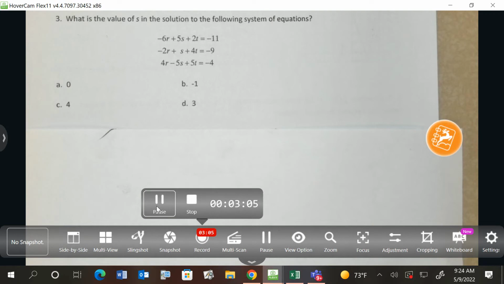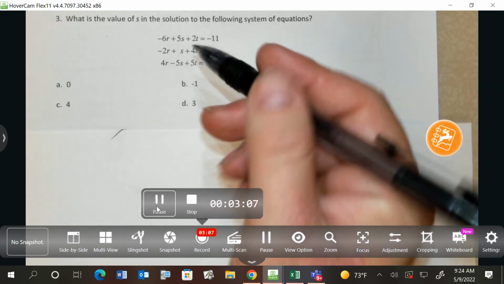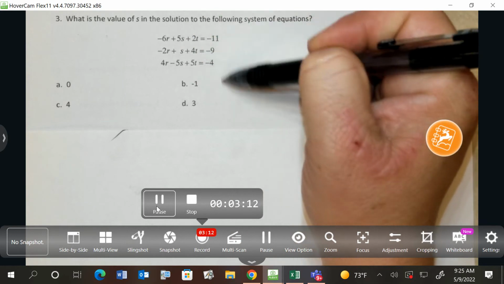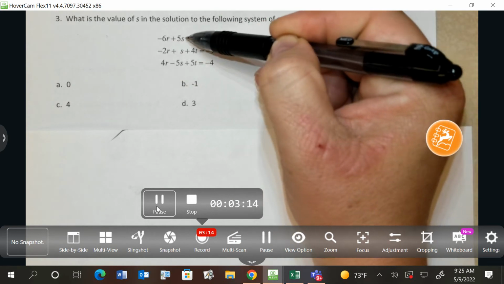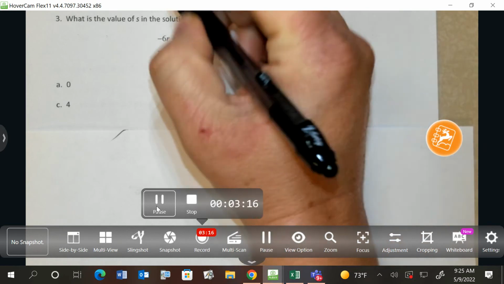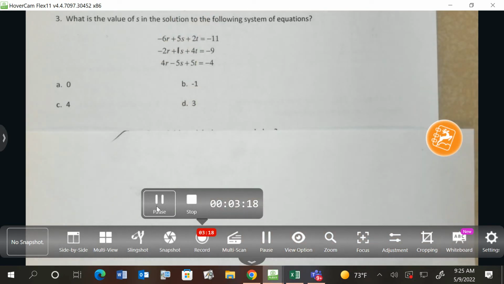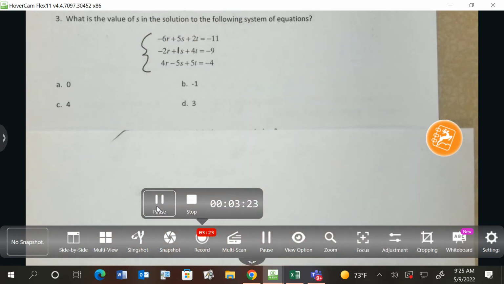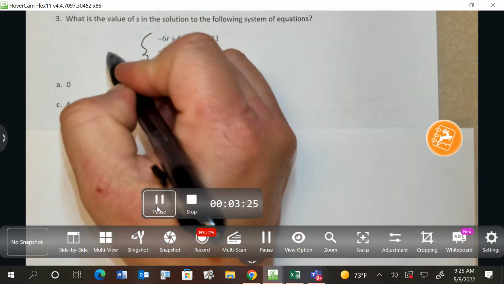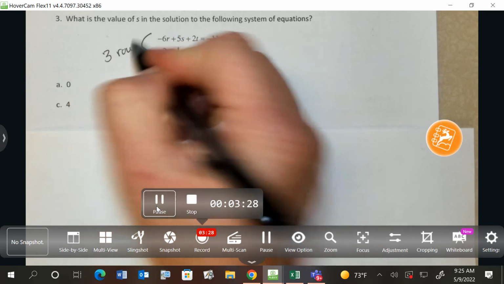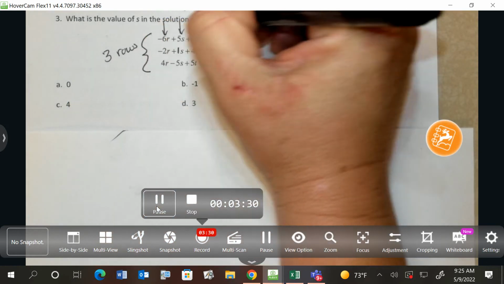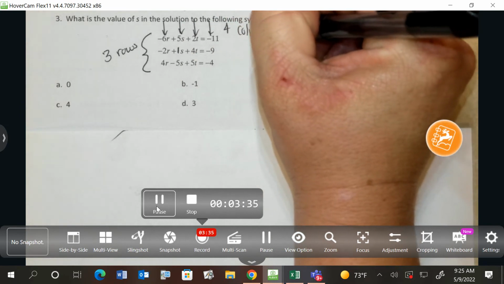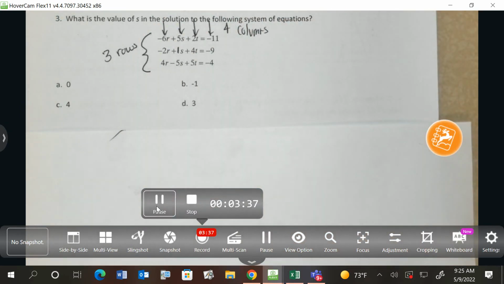So what are we doing in problem number 3? They already set this up and they organize it. We have R's, we have S's, we have T's, and we have answers. Now what happens when you don't see a number in front of a variable? It is a 1, so put a 1 in front of the S. Rows are equations. How many separate equations do I have? 3, so I rewrite 3 rows. Now watch, 1, 2, 3, 4. There are 4 columns. There's always one more column than row.